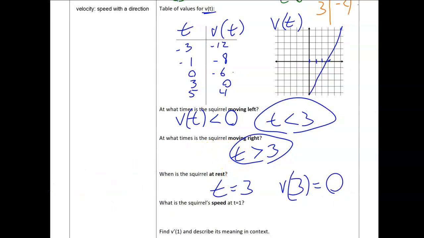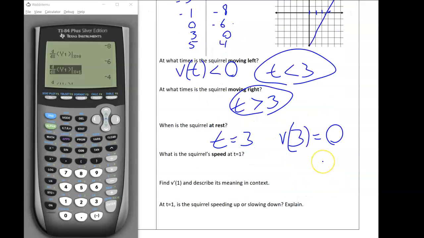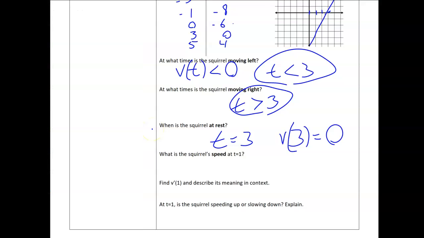My speed at t equals 1. So speed is a little bit different than velocity, right? So imagine we put a speedometer on this little squirrel. We want to know what it says when t equals 1. Well, my velocity was -4. But we never say we're going -4 miles per hour, right? That doesn't make a whole lot of sense in real life. Speed is always positive.